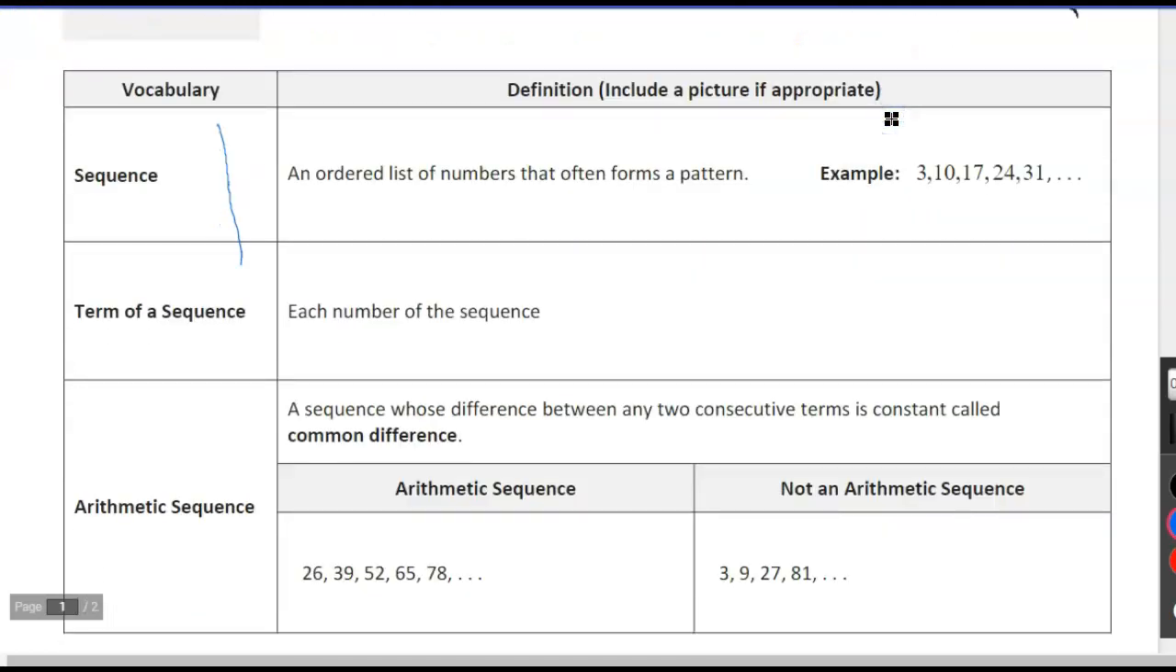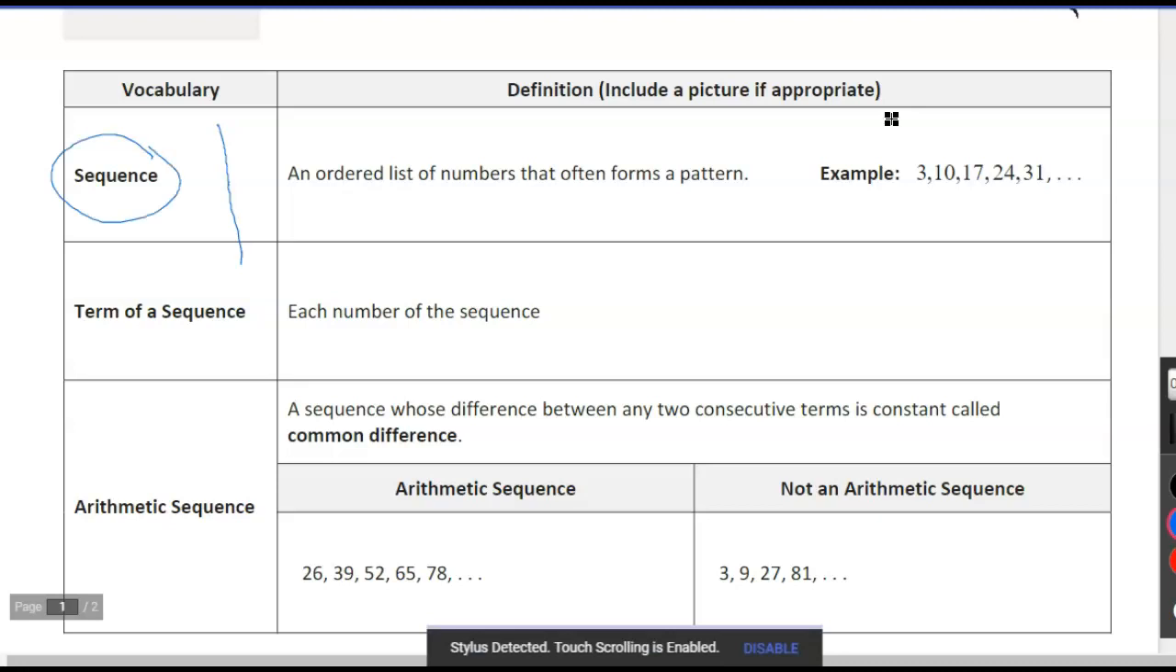Okay, a sequence, which is what we're dealing with here. A sequence is an ordered list of numbers that forms a pattern. There are a couple types of sequences that we will deal with throughout an algebra course, but this year we're just going to be focusing for now on one of them. An example of a sequence is you start at the number 3 and then you go 10, 17, 24, and 31.